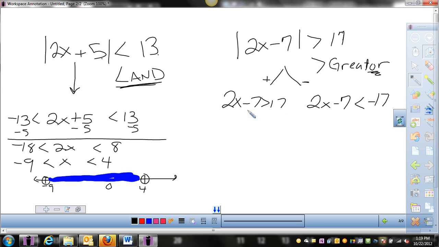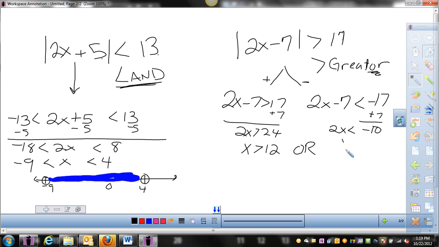Okay, so I get rid of the 7 first. I add the 7 over, add the 7, makes 24. 2x. Divide by 2, x is greater than 12. Or, okay, because it's a greater, the original problem had a greater than, so that's why it's an or. Add the 7 over. That makes negative 10. And divide by 2, so x is less than negative 5.